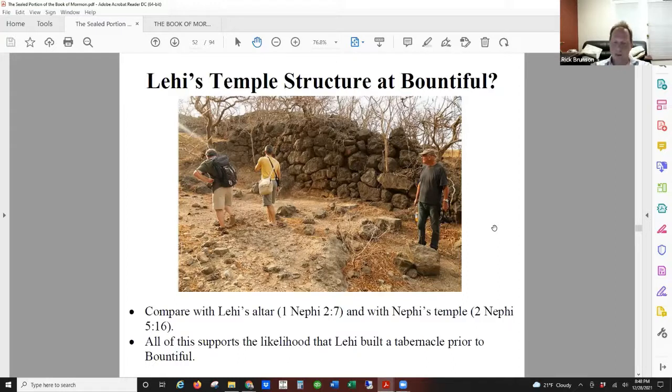So if Lehi and Nephi were here, I mean, it makes sense. We know that Lehi built an altar. The Book of Mormon tells us that. We know that Nephi built a temple when they got to the New World. So it only makes sense that they would have a tabernacle along their route, and then when they get to Bountiful, maybe build a little bit more permanent structure. And maybe this is it right here. We don't know for sure. But all the evidence seems to indicate that there may be some truth to that claim that Lehi was instructed to build a tabernacle.